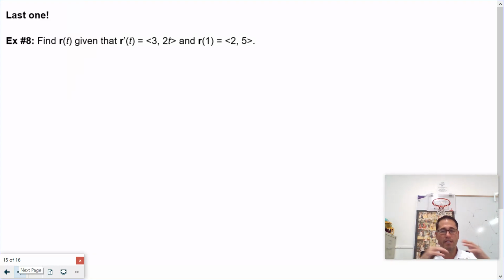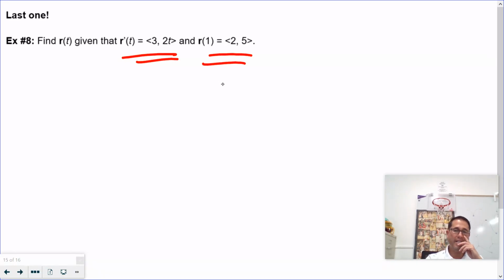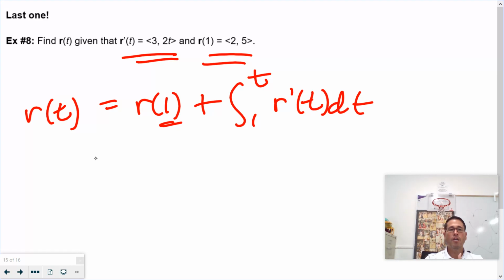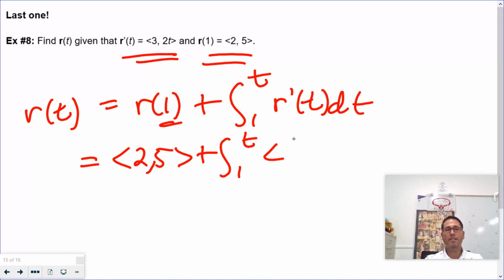And remember, when we did this back in BC, and we gave you two pieces of information with an initial condition, I always told you the best way to do these problems is you define your vector function r of t, and that is equal to whatever they give you initially, which is r of 1, and then we're going to add to that. Remember we did this last year? And we would go from 1 to t of r prime of t dt. Okay, so then that means that would be equal to the vector 2, 5 plus the integral from 1 to t, and I'm going to just keep it like this, that'd be 3 comma 2t dt.